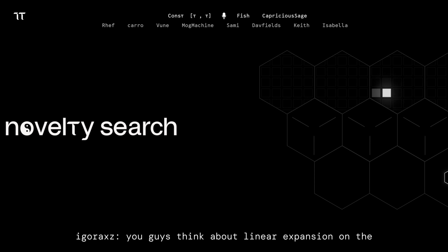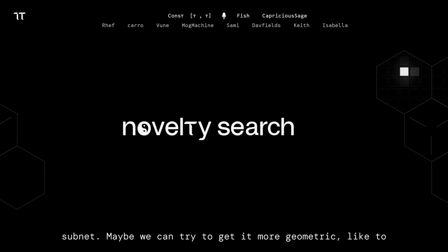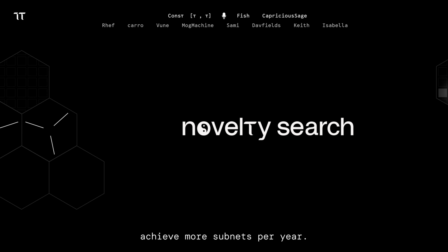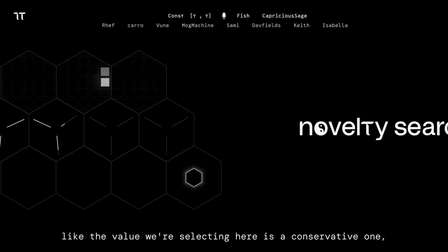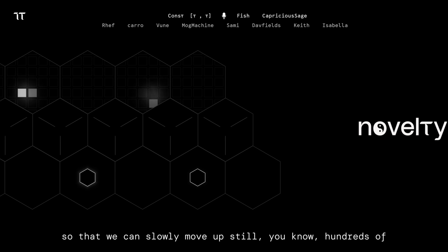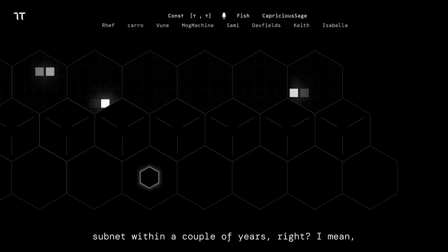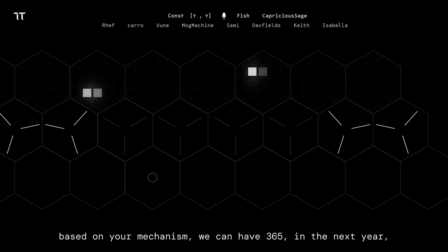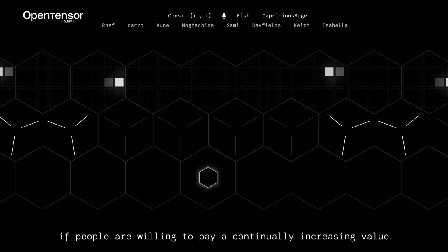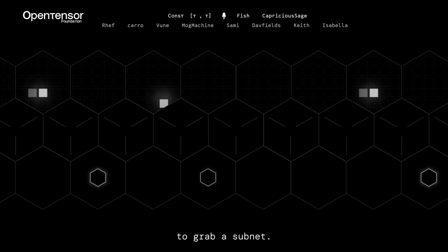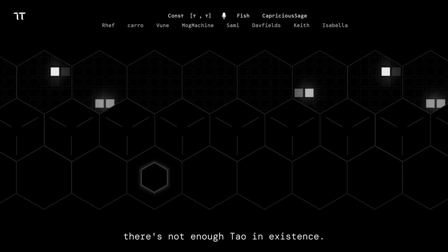What do you guys think about linear expansion on the subnets? Maybe we can try to get it more geometric, like to achieve more subnets per year. Absolutely, Igor. We can change this over time. I feel like the value we're selecting here is a conservative one, so that we can slowly move up. Still, hundreds of subnets within a couple of years. Right. I mean, based on your mechanism, we can have 365 in the next year if people are willing to pay a continually increasing value to grab a subnet. Exactly. That, of course, would be impossible because there's not enough tau in existence.